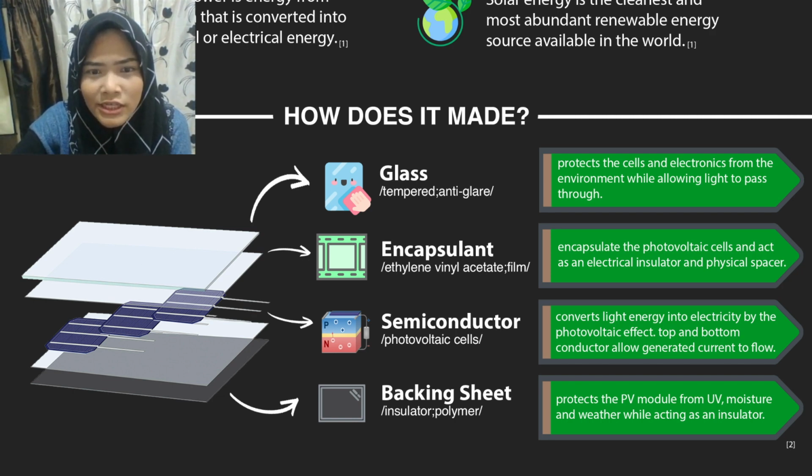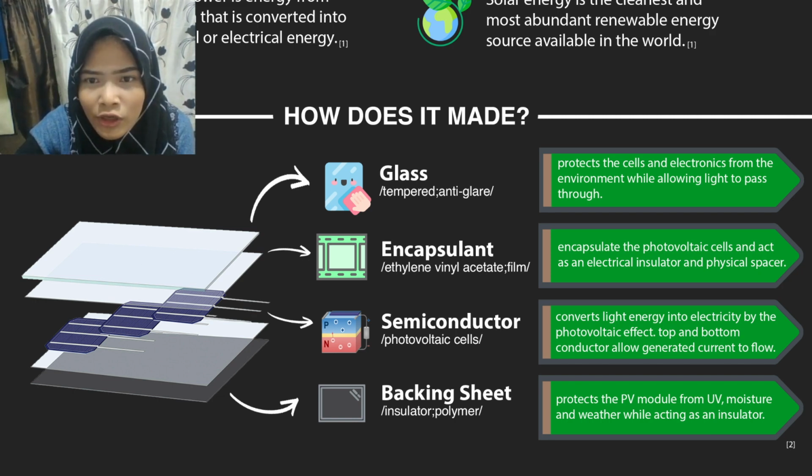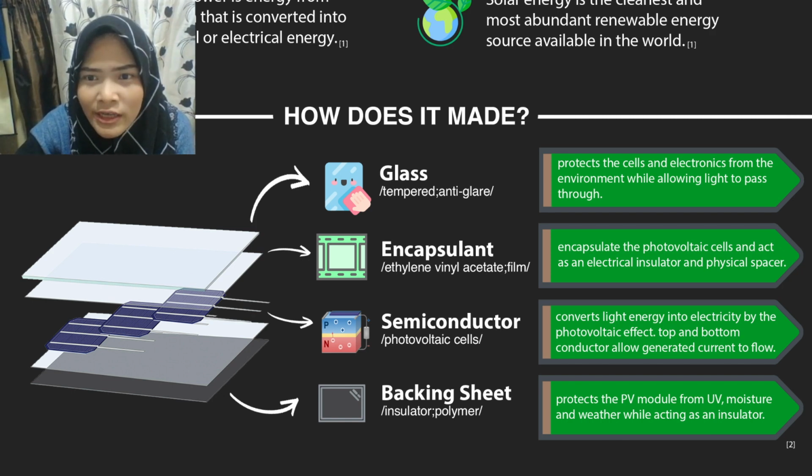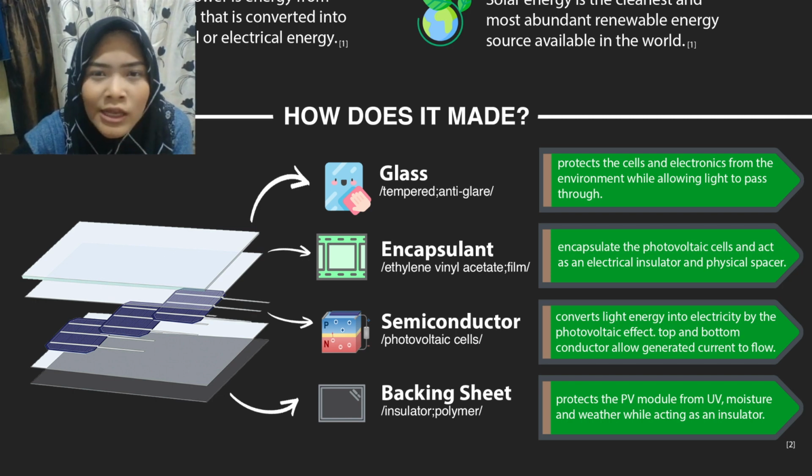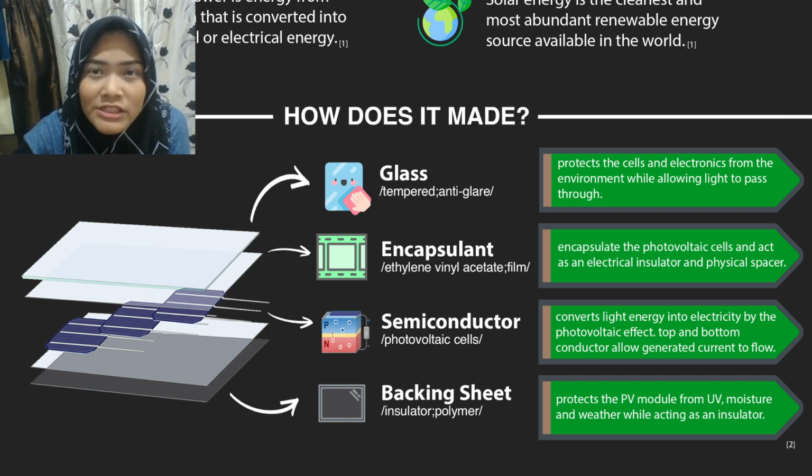The backing sheet is the rearmost layer of a common solar panel, which acts as a moisture barrier and final external skin to provide mechanical protection and electrical insulation. It protects the PV module from UV, moisture and weather, acting as an insulator. Its color is typically white but available in clear or black depending on the manufacturer and module. That's all from me.